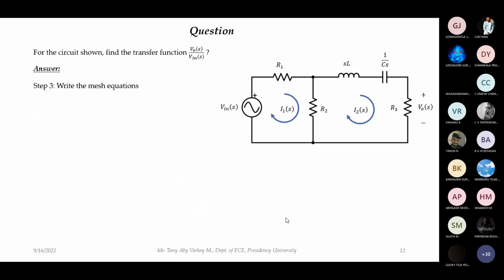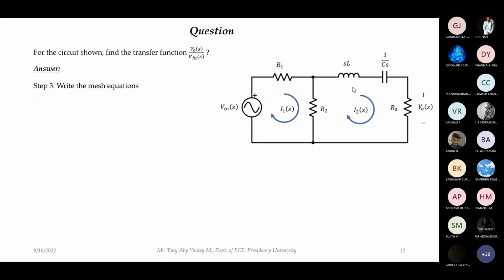Here it will become easy because there won't be any integrals or differentials, because we have already transformed it into S domain, which means that all these things are impedances. SL is impedance, 1 by CS is impedance, which means that if you want to find the voltage, you just have to multiply it by the current. Understood? Yes, sir. Now let us write the mesh 1 equation.